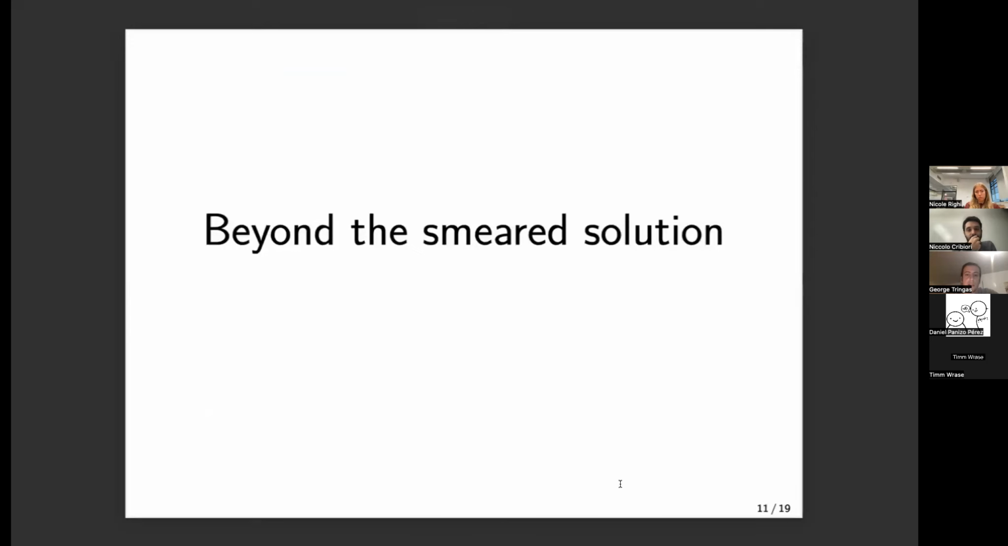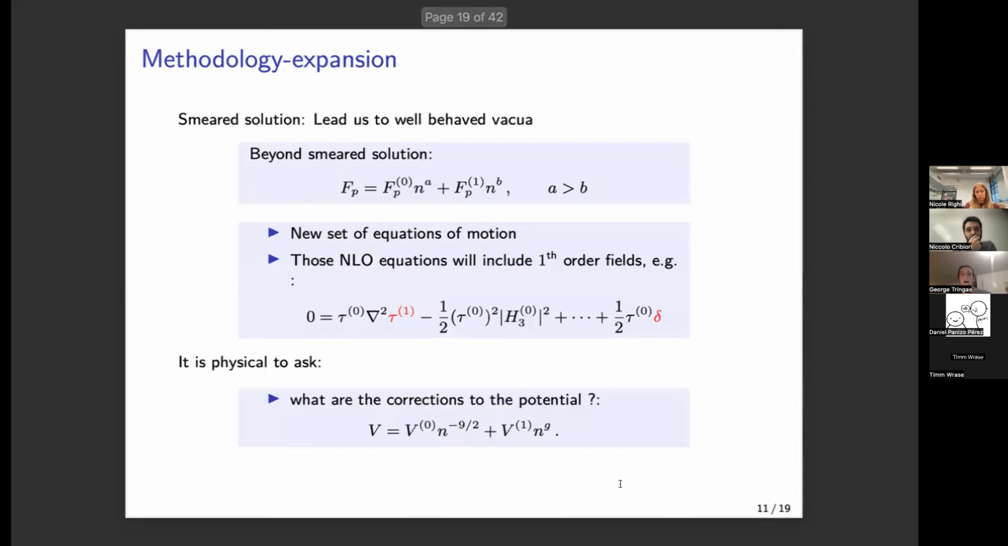So let's go beyond the smeared solution. As we said, we expand our fields and our fluxes in a 1 over n expansion, where the next to leading order is subdominant to the leading order, to the smeared order. So one can go to the full equations of motion derived from massive type IIA supergravity and plug in these ansatze. What we'll get back is the following.